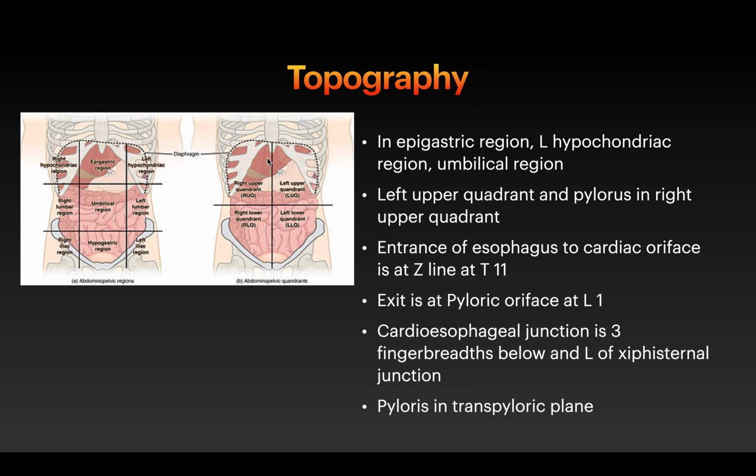So the entrance of the esophagus to the cardiac orifice of the stomach is about the Z line, which is at T11, and the exit is about L1, which is the pyloric orifice. The cardioesophageal junction is 3 fingers breadth below and left of the xiphosternal junction. And the pylorus is going to lie on something called the transpyloric plane, and it's only in the nine portions analysis, not the quadrants.